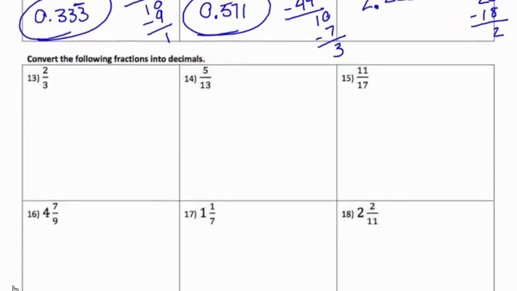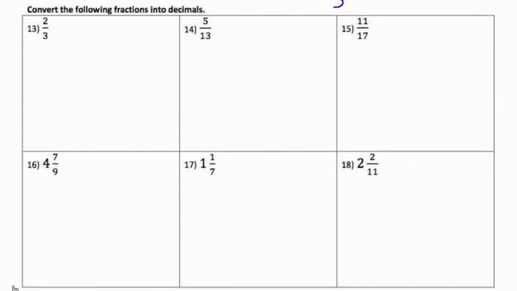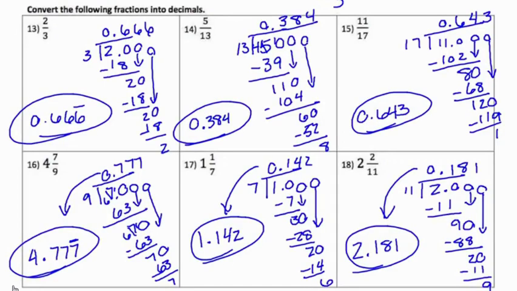So I want you to practice 13 through 18 on your own. When you're ready, unpause the video, and we'll check it. Okay, and here are your answers for 13 through 18. Remember, you should have a repeating bar, and for the other ones, they're irrational numbers, so you should take them out to the thousandths place.